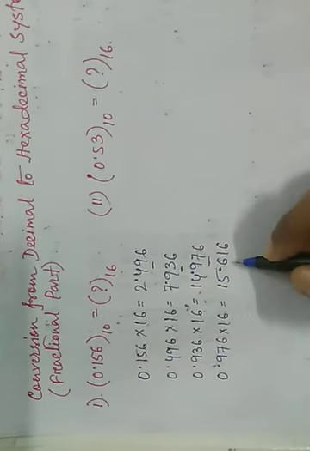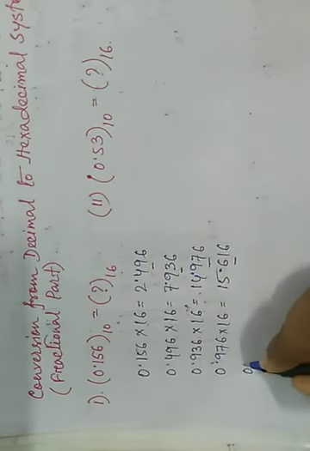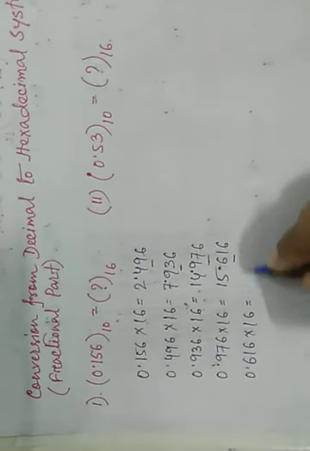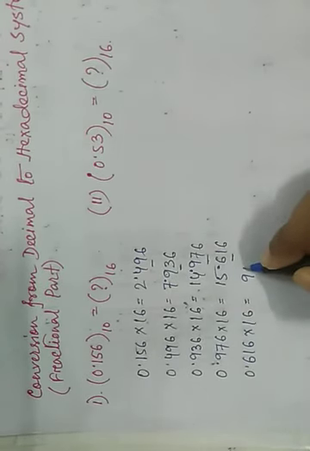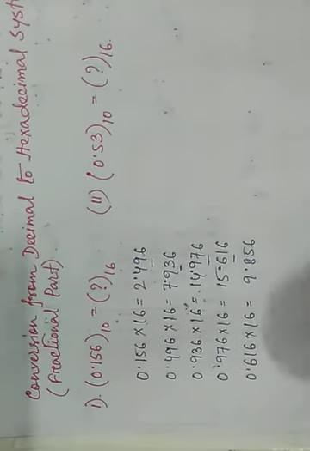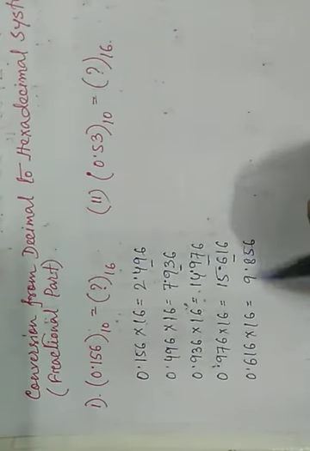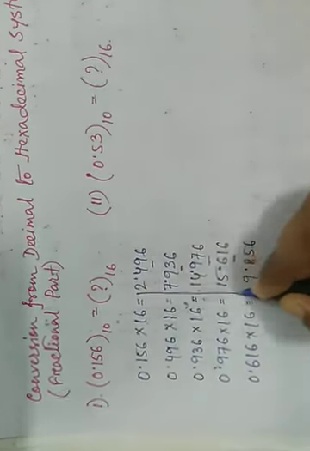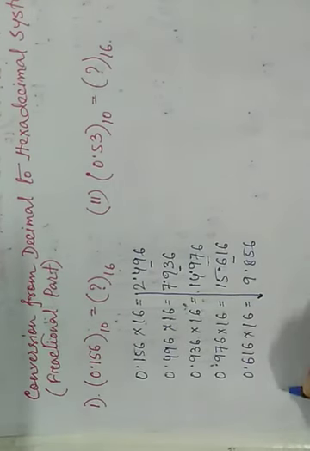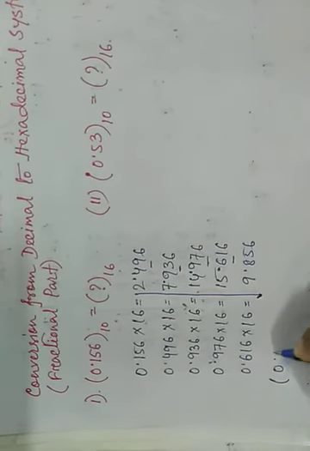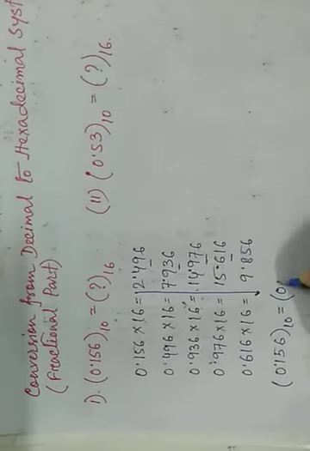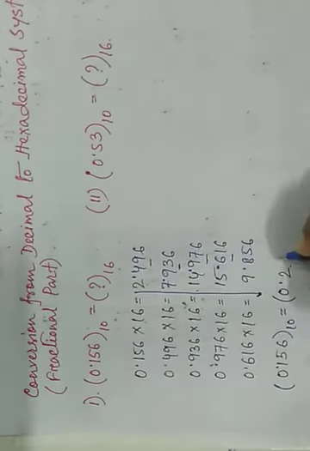Now again take the fractional value, that is 0.616, into 16, equals 9.856. Already we have multiplied 5 times, so we leave it here. Okay, now we have to take the integer parts in the downward direction. Now 0.156 base 10 equals 0. First is 2, then 7.